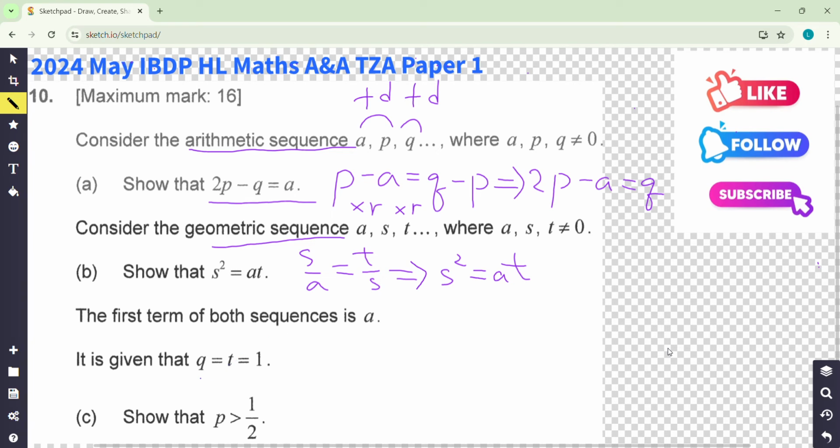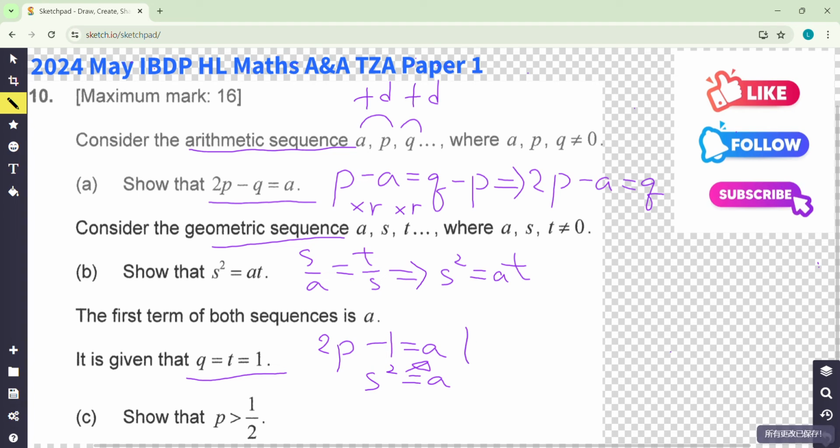Okay, next one. They said that q equals t equals 1, and show that p is larger than 1/2. At first, I don't know how to do it, and then I looked at the results from part a and part b. Substitute q equals t equals 1. So 2p minus 1 is a, and s squared also equals a. Oh, I got it. It must be a substitution.